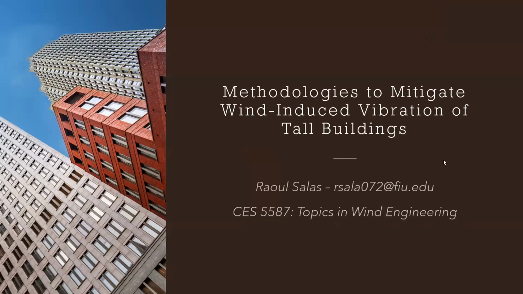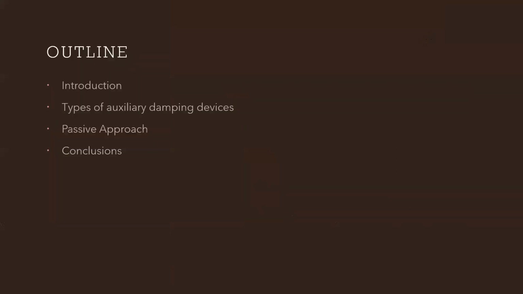So in today's presentation for my final project of Topics in Wind Engineering, the topic of this project is called Methodologies to Mitigate Wind-Induced Vibration of Tall Buildings. For the outline of today's presentation, we will have an introduction of the topic, then we will explain the types of auxiliary damping devices, then the passive approach for this, and conclusions.